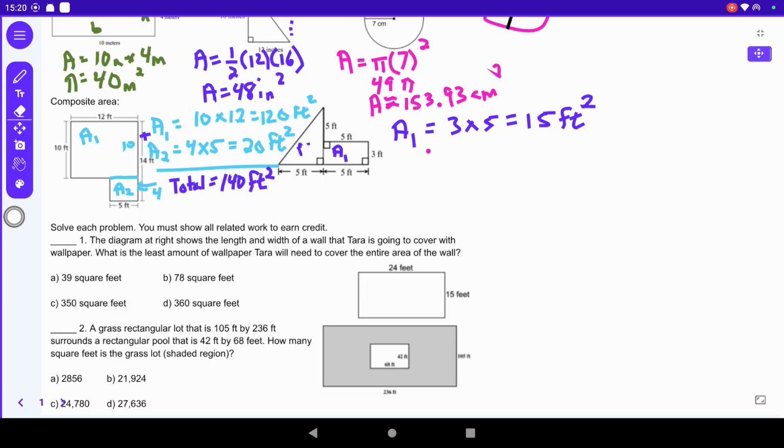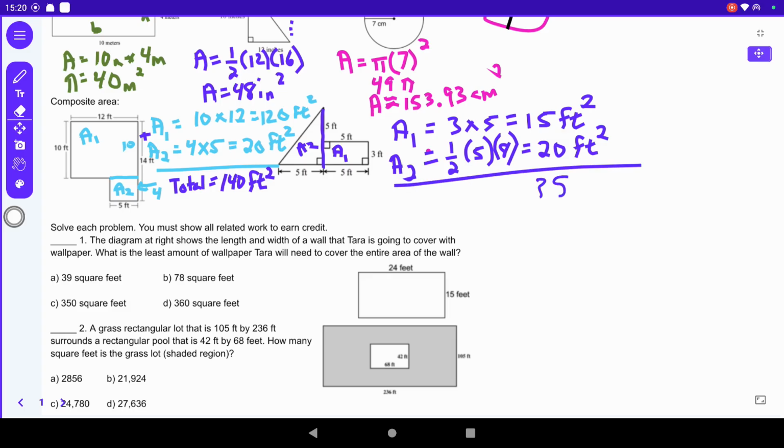The triangle is area 2, and when we look at this side here, it is going to be 5 and 3, so that's going to be 8 feet. So area 2 equals 1/2 of my base is 5 and my height is 8. So we're going to multiply those together and get 20 square feet. Just like before, we're going to add these to get 35 square feet.